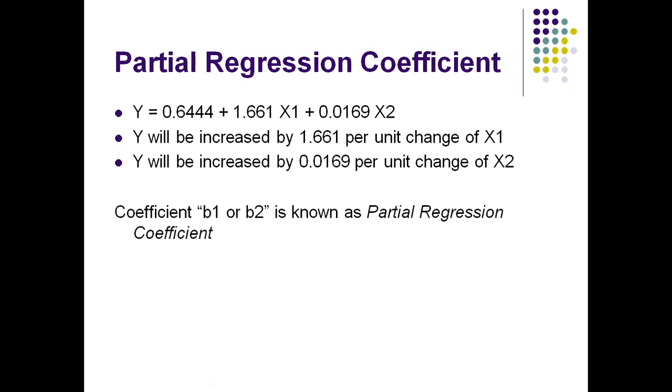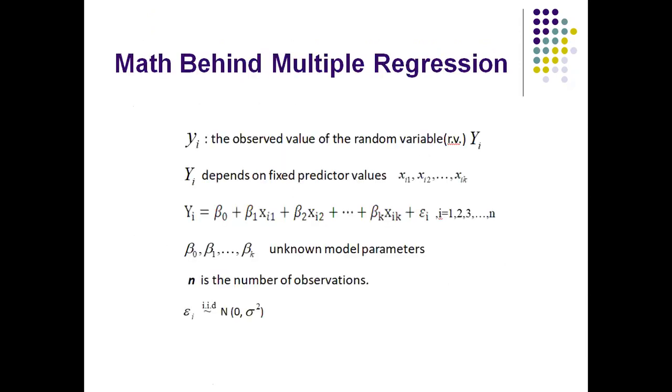So this is all about the partial regression coefficients. Now I will try to understand a little bit of the mathematics behind multiple regression. That is, y is equal to beta 0 plus beta 1 x_i1 plus beta 2 x_i2. What is this i? i is the ith observation, and 1 is independent variable 1, 2 is independent variable 2, and this way. And at the end, I'm considering this epsilon i.